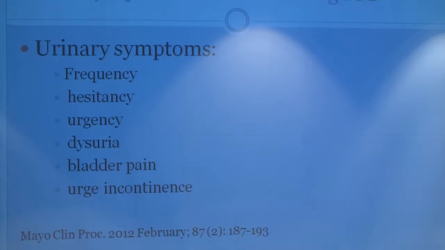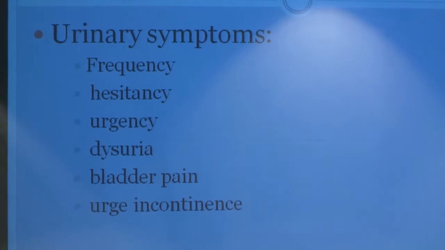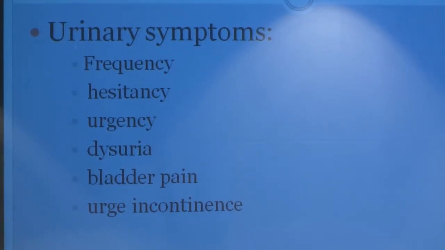There's also a sense of incomplete evacuation, bloating, and constipation or bowel symptoms characteristic of the non-relaxing pelvic floor. Again, urinary symptoms: frequency, hesitancy, urgency, pain with urination, bladder pain, and urge incontinence. This can be, again, from a couple of different reasons. Most often because you have that sensation to void because you're never able to really fully empty that bladder because the muscles are so tight.